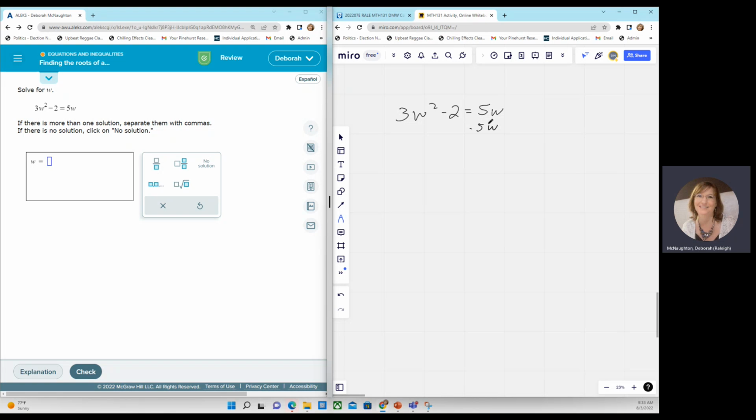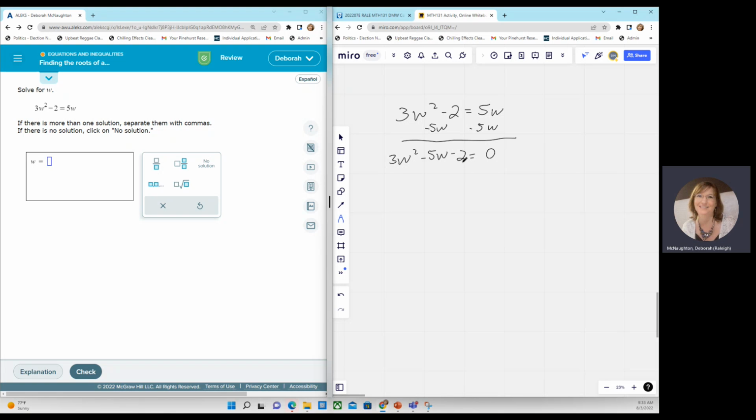So I need to subtract 5w from both sides. I'm writing it in the middle because it needs to be the middle term. So 3w squared minus 5w minus 2 equals 0. So this is what we start with. Now we need to factor the left-hand side.